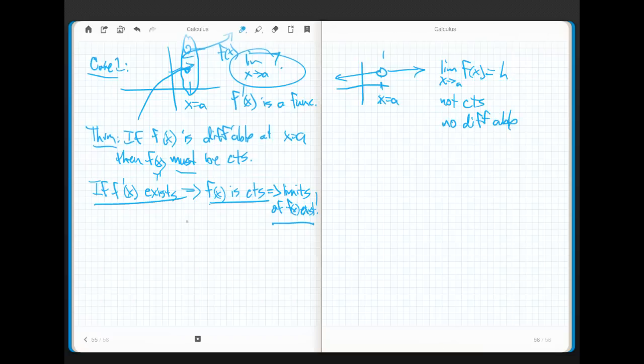Now, if you know that it's differentiable, that means that the derivative exists. You get all of these for free, which is pretty cool. All right, let's talk about the other cases. Let's talk about case 2.